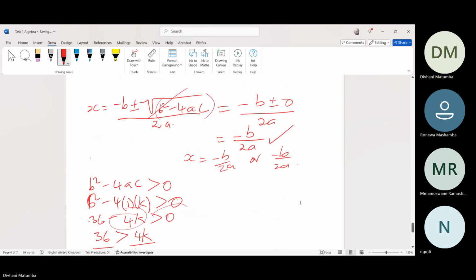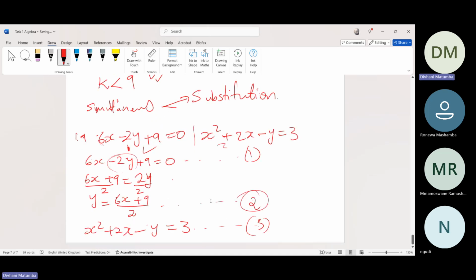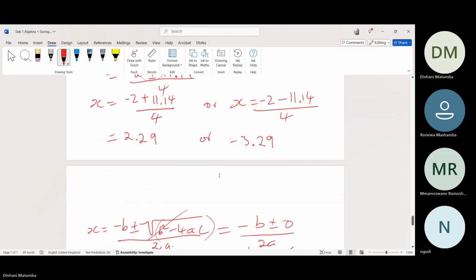However, if you go to the value of y equals 6x plus 9 over 2, we have to substitute back y equals 6x plus 9 over 2. So what will be the value of y? We will have how many values of y? Romeo, how many values of y are we going to have?